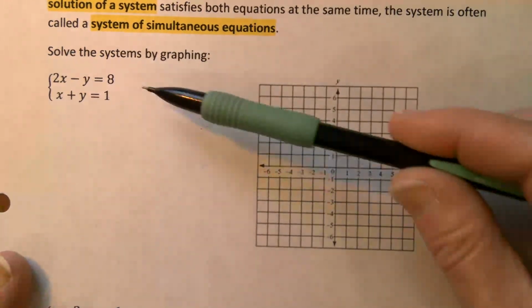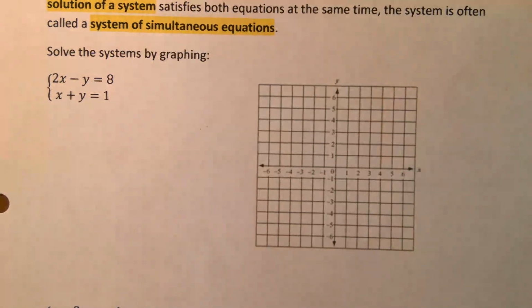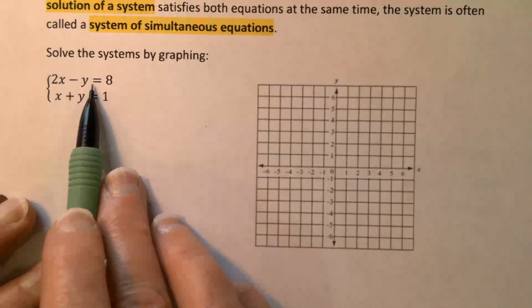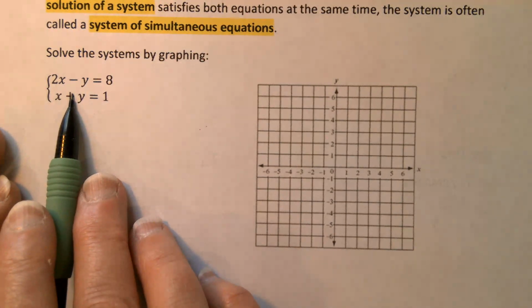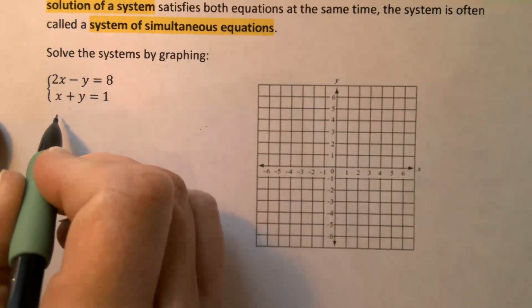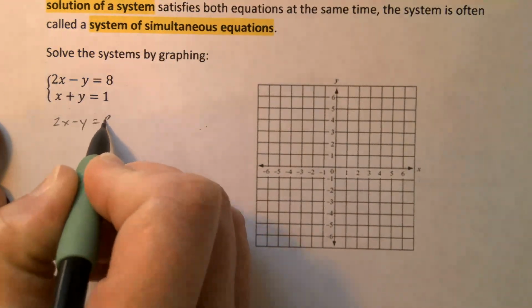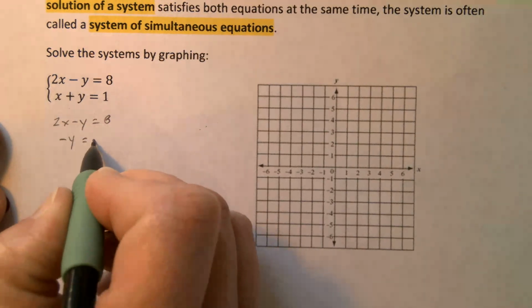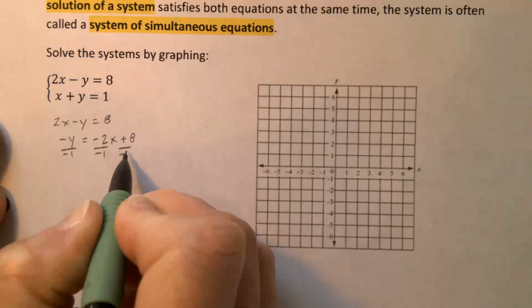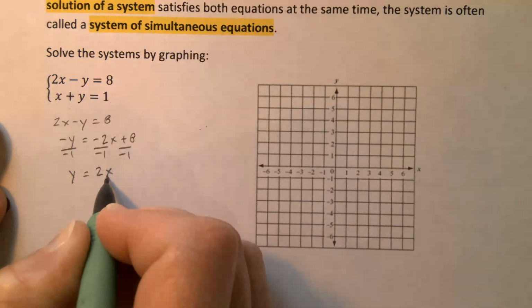What I'm going to do is solve this system by graphing. I'm going to start by graphing the first equation. Before I graph these, I want to put them in slope-intercept form just to make them easier to graph. So I'm going to write them down here. 2x minus y equals 8. So I would have negative y equals negative 2x plus 8. I divide everything by negative 1, and I get y is equal to 2x minus 8.